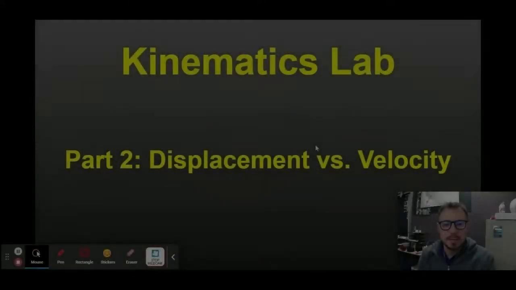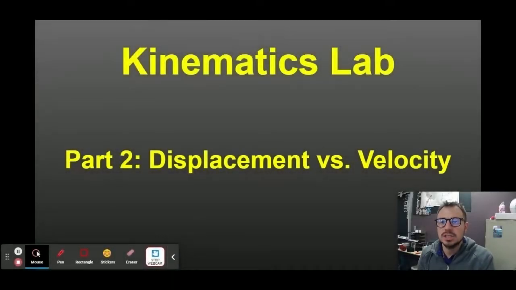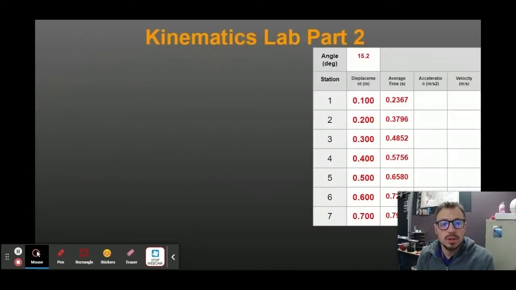All right, these are the Kinematics Lab calculations. This is part 2, displacement versus velocity. In this one, this is the data that I got when doing this. If you do this lab, this is very similar to the data you should get. So the angle is at 15.2 degrees, and notice we did 3 time trials, and this was my average time, and the displacement was set.